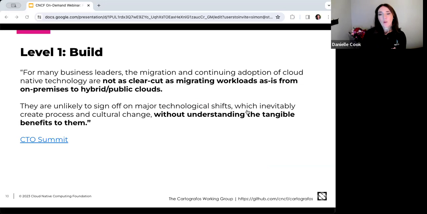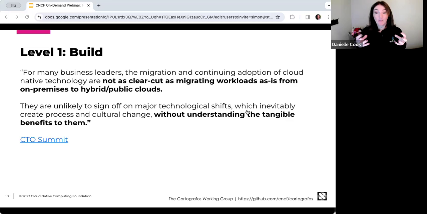We have attended the CTO summit, which the CNCF puts on at KubeCons. And the overwhelming feedback from everyone was that the business doesn't see cloud native as a clear-cut journey. So there are major shifts that are going to occur within an organization. So instead of building from scratch and saying it's just the tech, you have to understand that there's a big shift. So you need to get people on board. You need to understand what processes you have in place that can be applied.